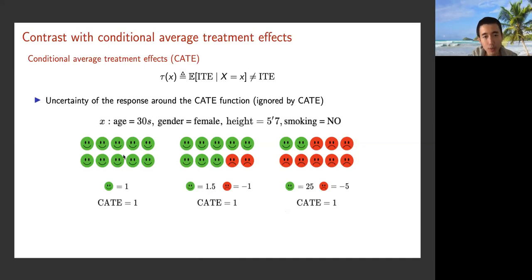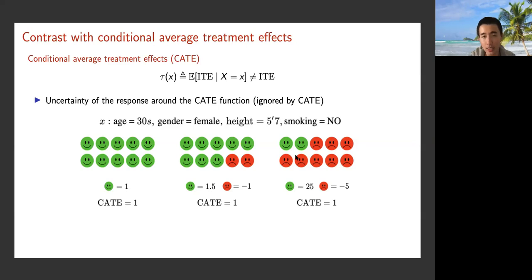In this case, if we were in the first scenario, then we should definitely recommend this treatment. If we are in the third one, we may not want to recommend it. So this means if we're using a conditional expectation as the summary, then we could potentially miss an important source of variability, which may affect our decision. So that's the first limitation.